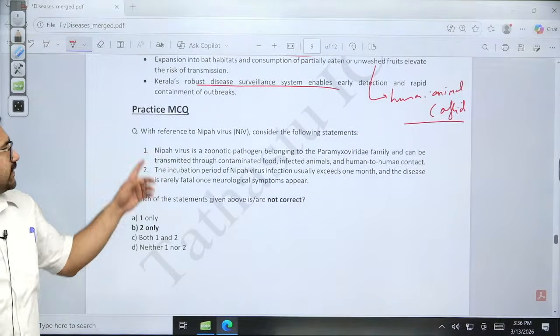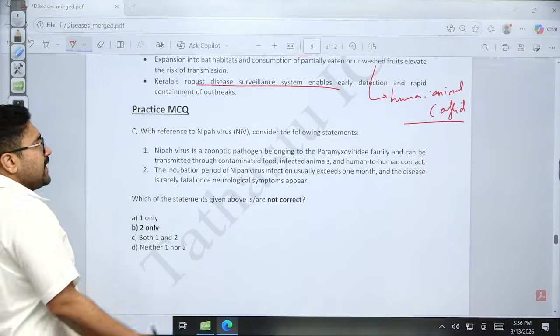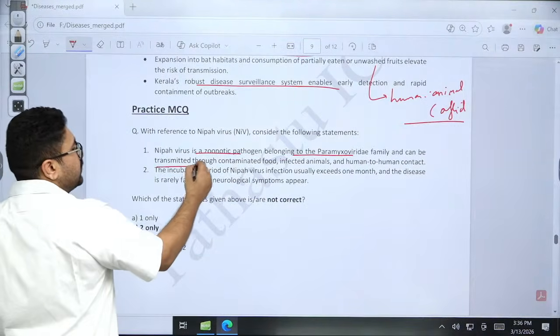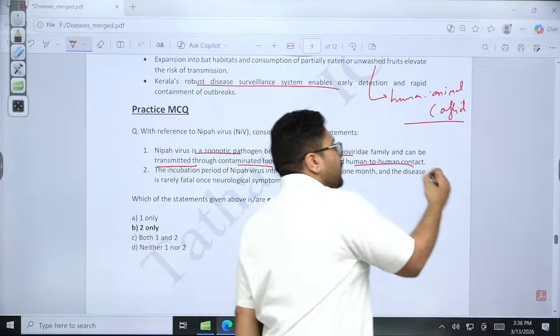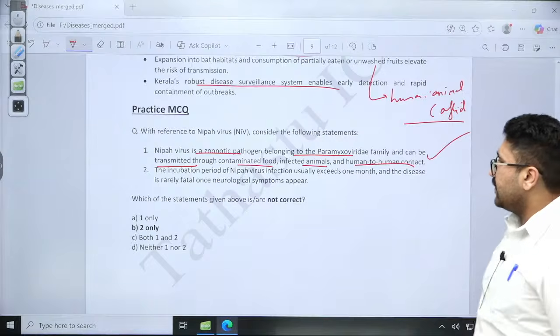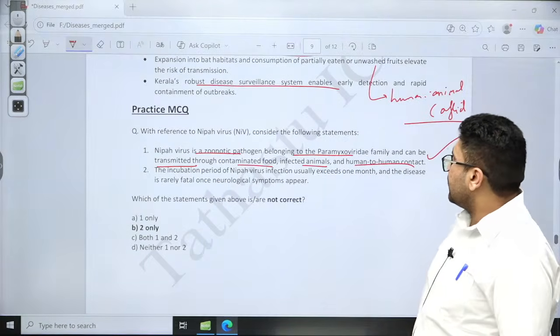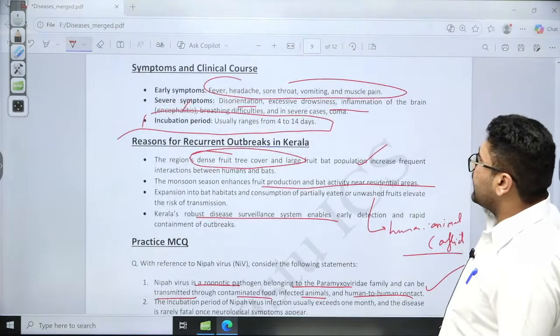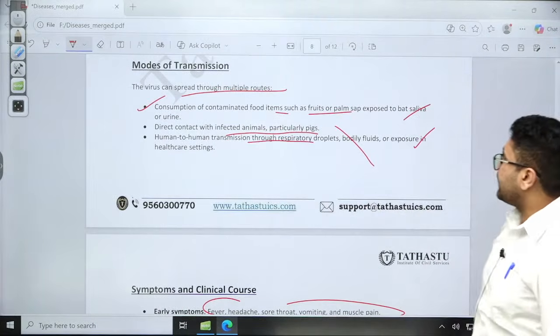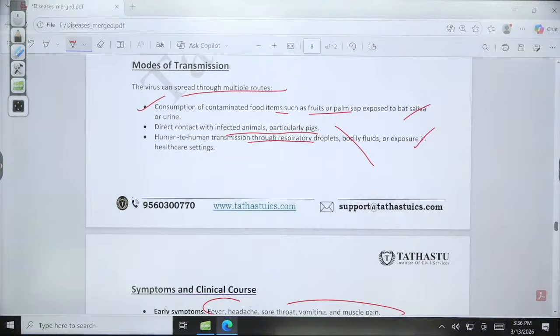The question says about Nipah virus. Nipah virus is a zoonotic pathogen belonging to this family and can be transmitted through contaminated food, infected animals and human to human contact. No problem, first statement is right. Zoonotic के साथ साथ human to human interference भी है. Human to human transmission through respiratory droplets, bodily fluids and exposure in healthcare settings is also an example of spreading of Nipah virus.